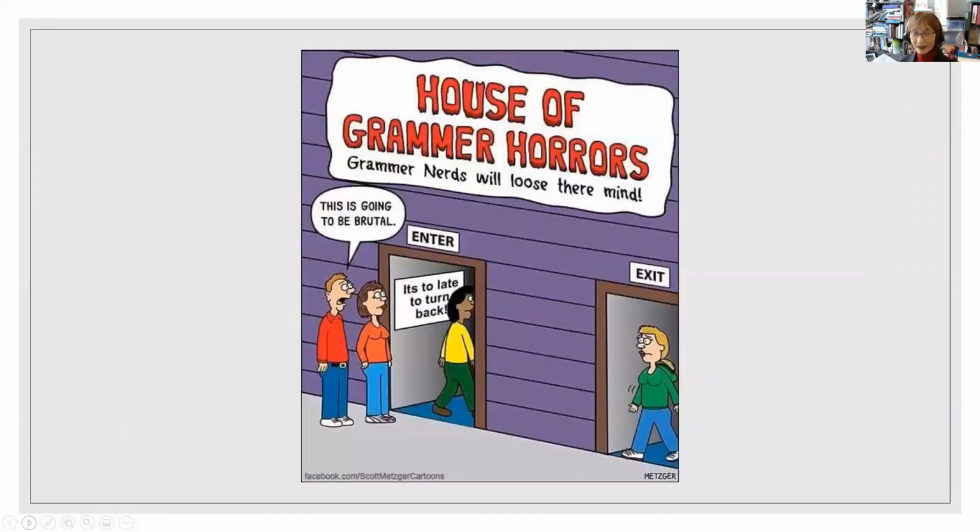And because it's almost Halloween, I had to throw this one in, the House of Grammar Horrors. And you know, there's lots of them out there, spelling and misuse of words and all sorts of things that grammar nerds drive us crazy.